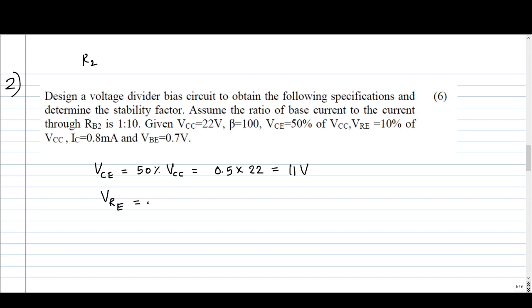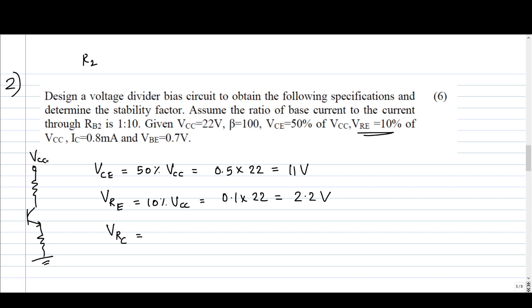Voltage drop across RE is 10% of VCC. So it is 0.1 into 22. So it is 2.2 volt. And voltage drop across RC, that we can calculate. So from the previous problem also we know that sum of these three values is equal to VCC. This is the output side. So VCC is actually sum of VRC plus VCE plus VRE. Okay, voltage drop across RC plus VCE plus RE gives the supply voltage. So supply voltage minus these two values, you will get the value of RC.